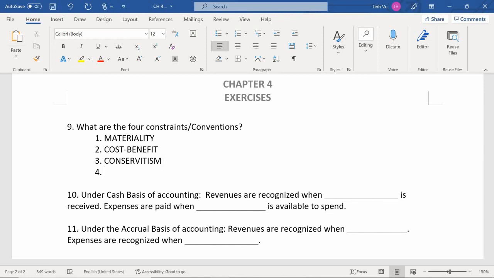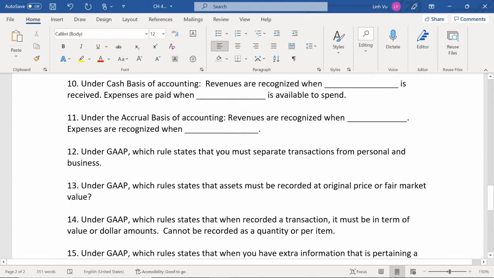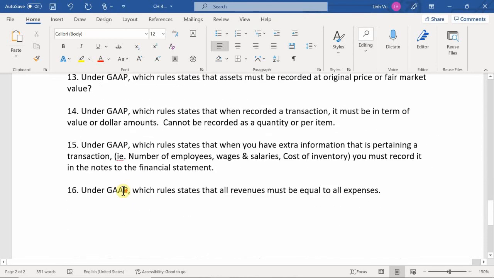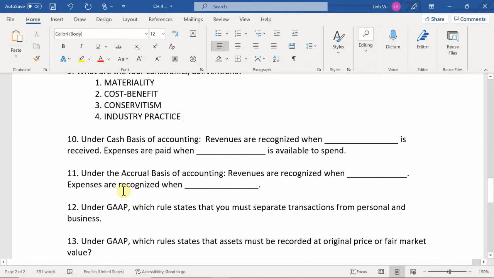Number 4. Industry practice. Yes, so if there are customary practices that another person in the same industry is doing, you might as well follow the same rules and guidelines as them. So again, you can compare your financial statements accordingly. Okay. All right, number 10.